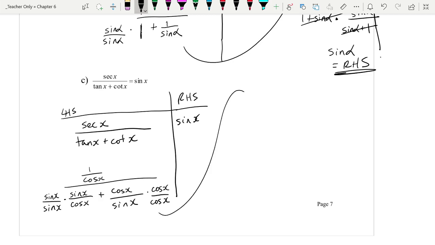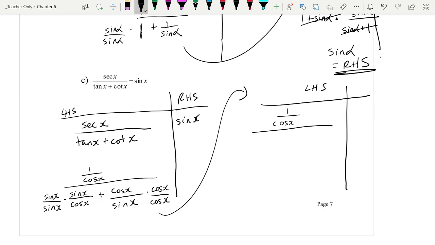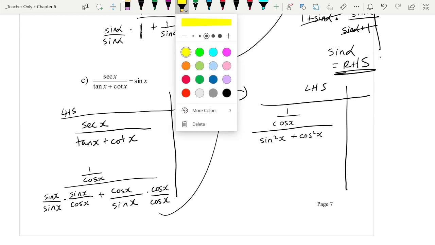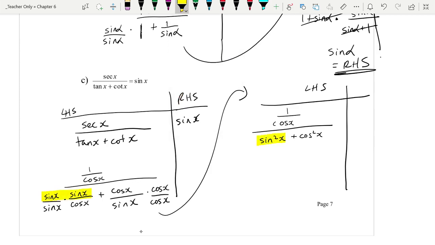Okay, continuing over here. So that's now 1 over the cosine of x. And what does this denominator look like now? Well, now it looks like sine squared x plus cos squared x. Did everybody get where I got those? From that makes that, and that makes that, right? And the denominator is sine x cos x.